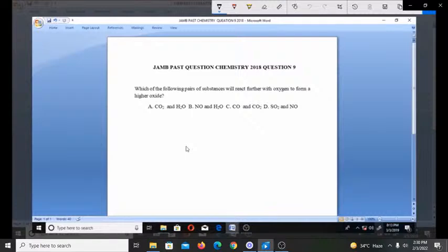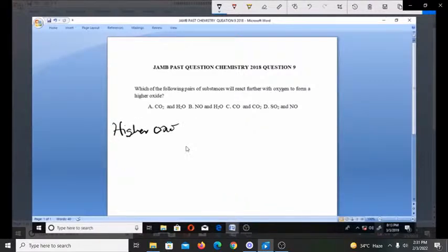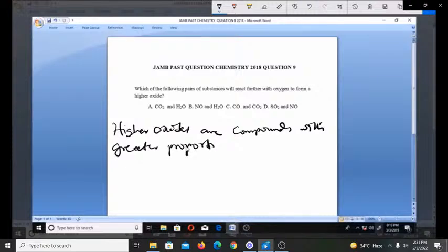Now, what are higher oxides? If we want to understand this, we need to know what higher oxides are. Higher oxides are compounds with a greater proportion of oxygen. So any compound in which there is a greater proportion of oxygen.